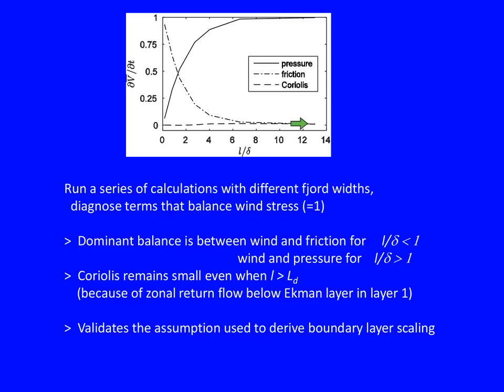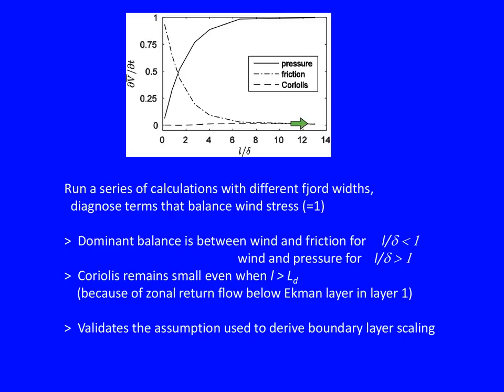But looking at the budgets, Coriolis remains small because I have Ekman transport from east to west in the surface, in the Ekman layer. But in the bottom part of the fresh layer, I've got a geostrophic flow going back to the east that nearly cancels out the Ekman transport. So the integral, the Coriolis term over that upper layer, is very nearly zero for all of these calculations.